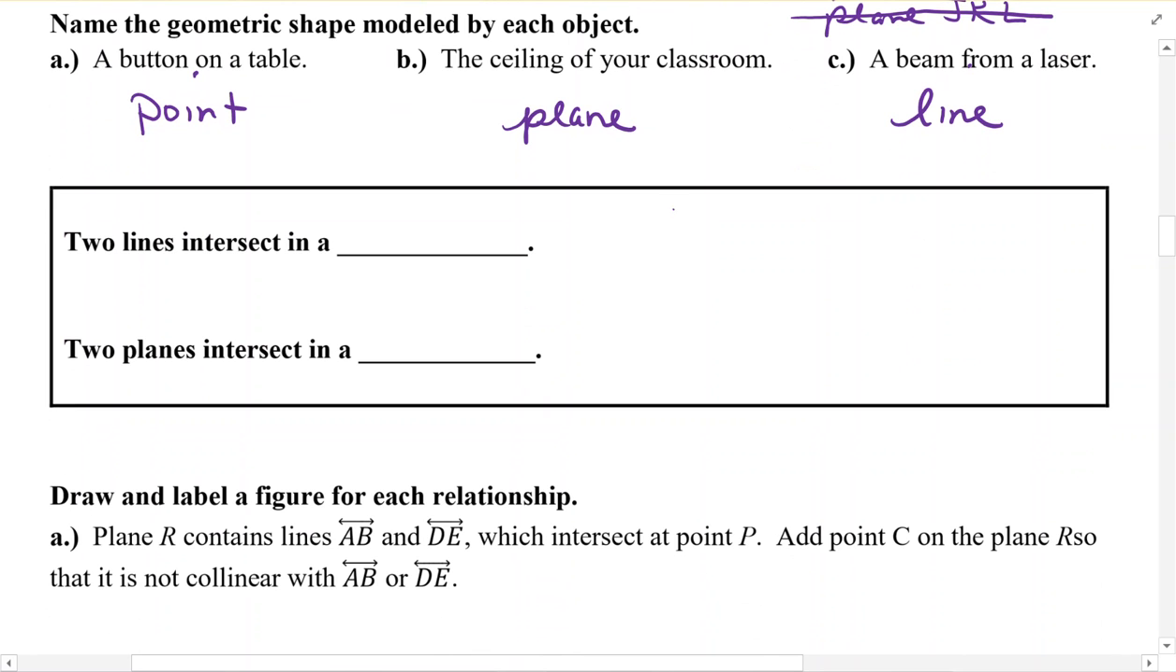2 lines intersect in a point. Two planes intersect in a line.